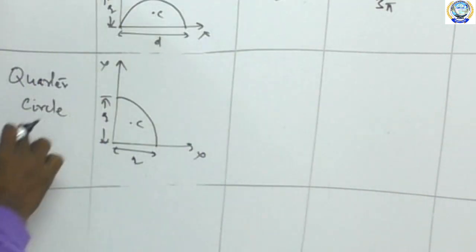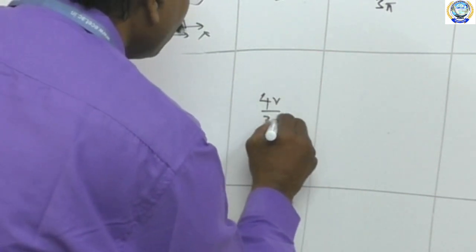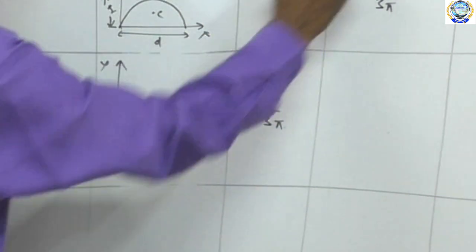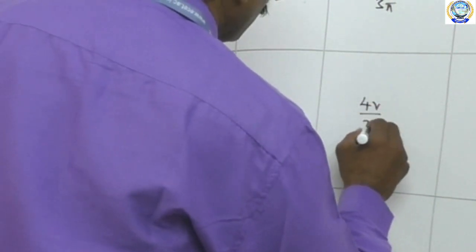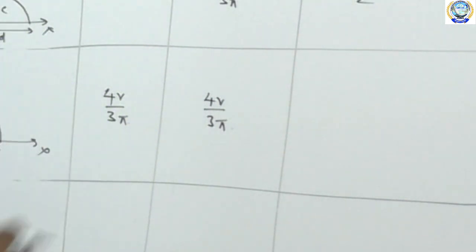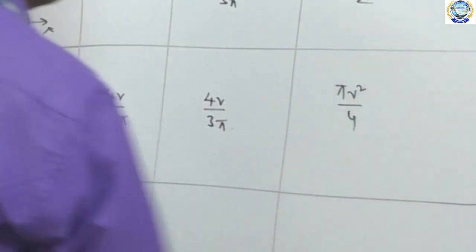The x coordinate of the quarter circle is 4r by 3 pi. And the y coordinate of the quarter circle is again 4r by 3 pi, and the area of the quarter circle is pi r square by 4. Let us see once here.